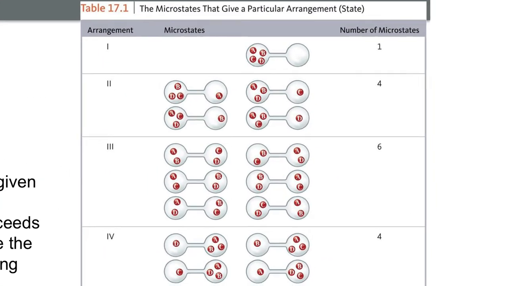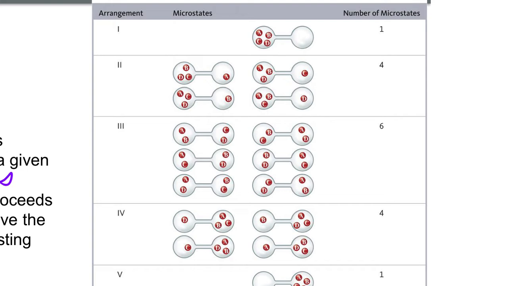If we look at this figure here, this is showing 5 different arrangements of 4 atoms in 2 glass bulbs that are connected. In this figure, we can have atoms in the bulb on the left or the right, and we can think about how those can be arranged. If we take these 4 atoms and put all of them on the left-hand side of the bulb, they can be arranged in one way.